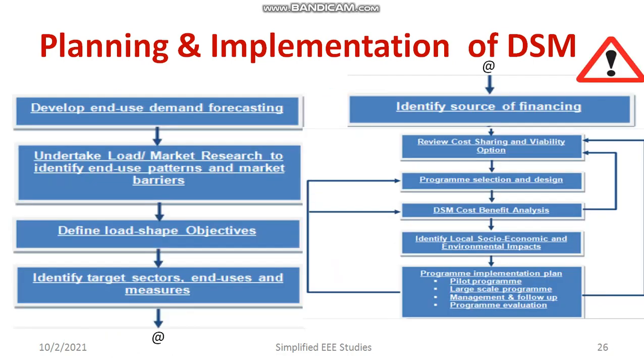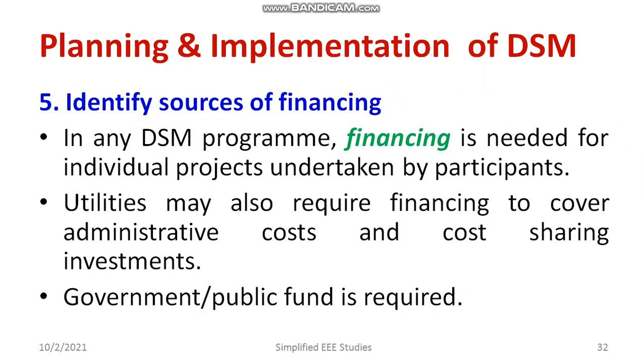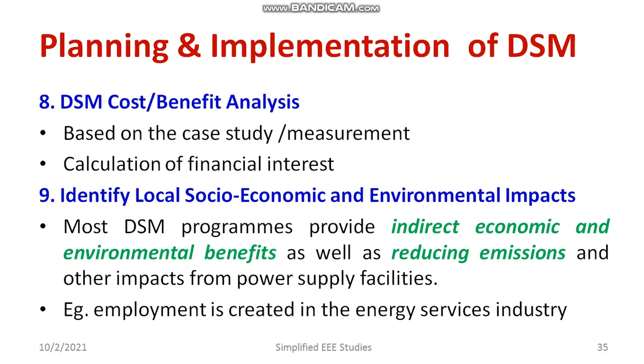So next you can observe DSM cost benefit analysis. That's also very essential. You can do it with the help of a case study, which means the previous data will be there, or else you can take measurements and check by meter readings, then calculate the financial interest. So the ninth point is identify the social, economic and environmental impact. Then check the benefit for the society, the benefit for the utility, the benefit for the customer, and creation of employability. All the things should be taken into consideration. So that is the ninth level.